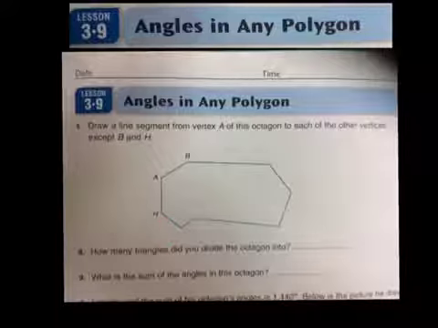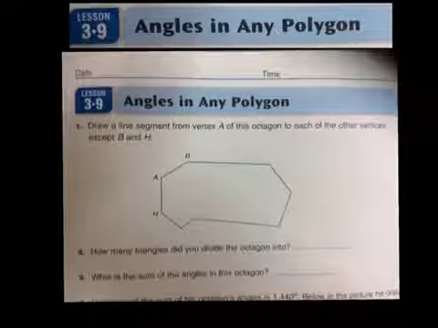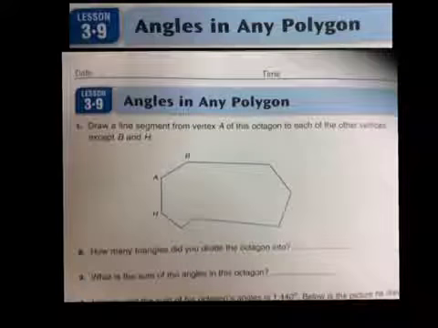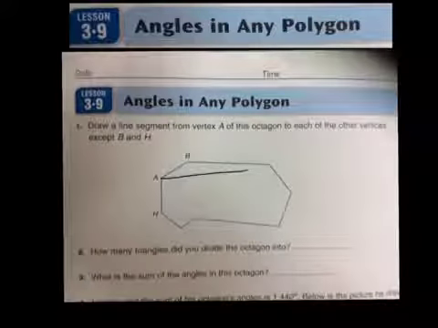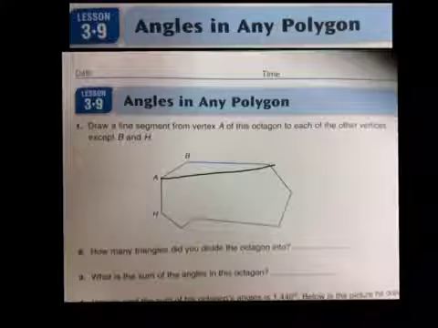So let's try that. Please use a straight edge. I do not have a straight edge, or I cannot use a straight edge on the screen, but you certainly can on your paper. So you're going to draw right to each vertex as so.